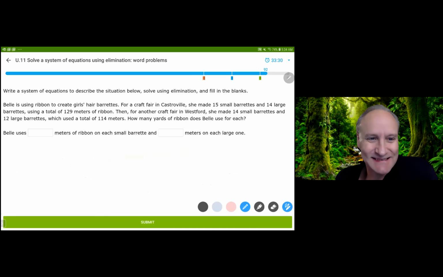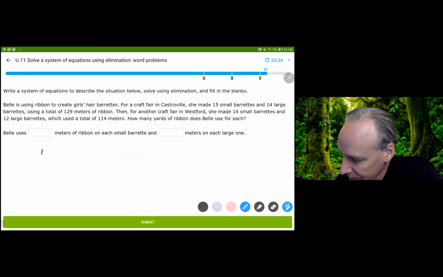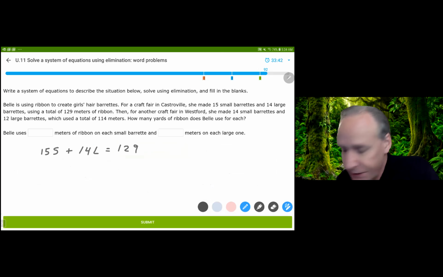Sorry, guys. All right, 15 small and 14 large uses a total of 129 meters of ribbon. And 14 small and 12 large uses a total of 114.